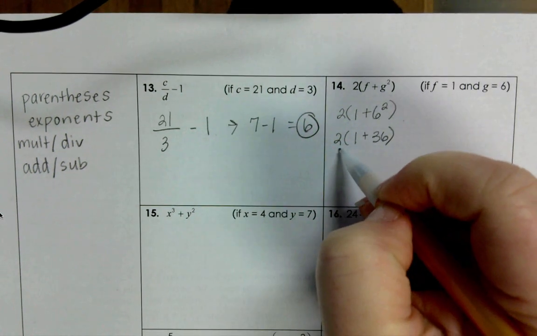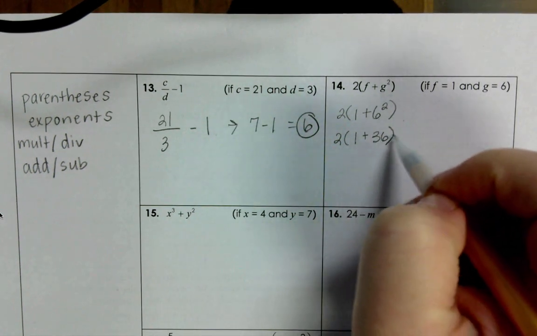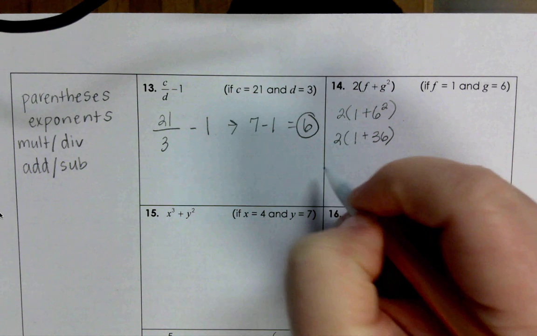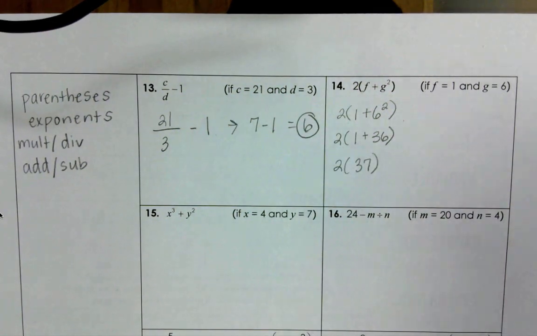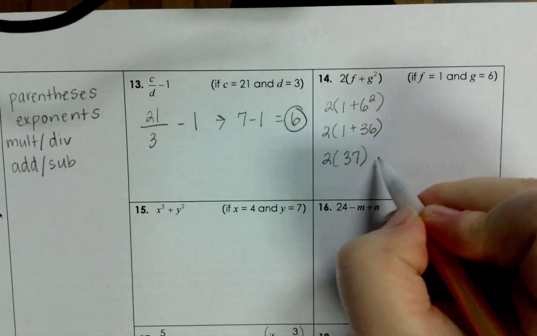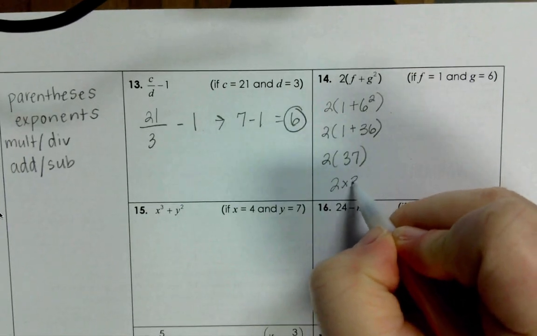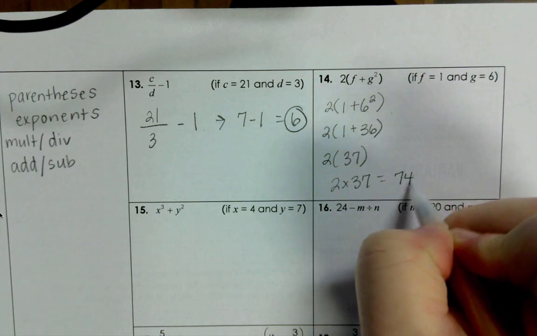And then I have 2 times again. I'm still in parentheses, so I have to add these guys. So 2 times 37. Okay. And so all I have left is multiplication, 2 times 37, which is 74. Okay.